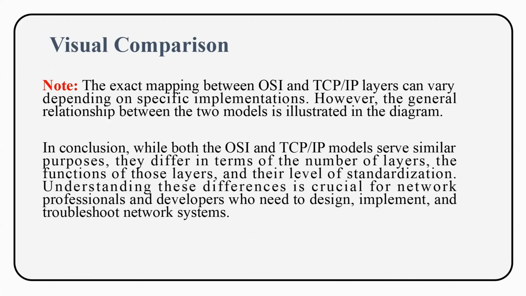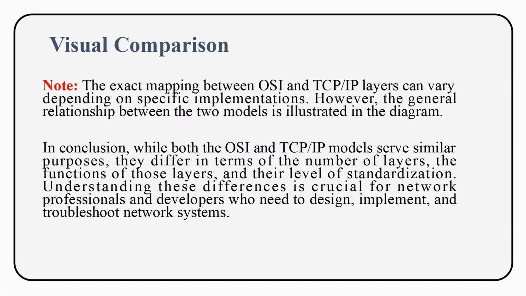If you go for the visual comparison, the exact mapping between the OSI and the TCP/IP layers can vary depending on the specific implementations, because obviously there are 7 layers and 4 layers, so that is the difference. It is a major difference, because there are many layers present in OSI which are not present in the TCP/IP. However, the general relationship between the two models is illustrated in the diagram. I have already shown you the diagram and I will show you once again.